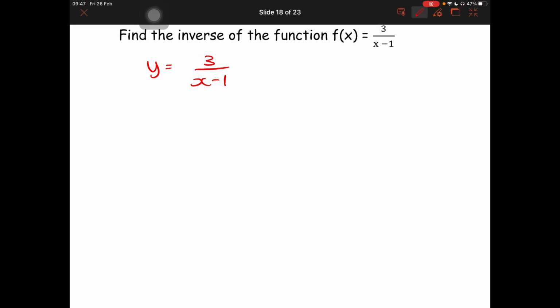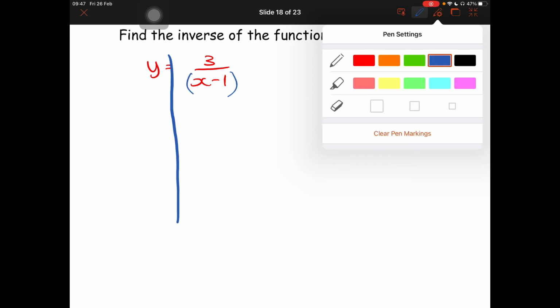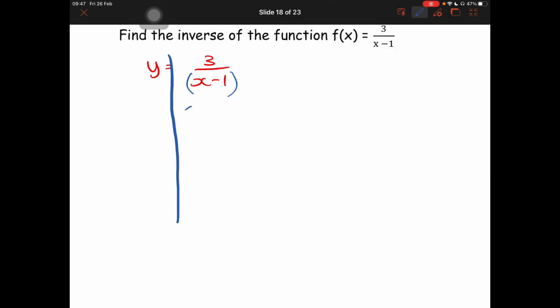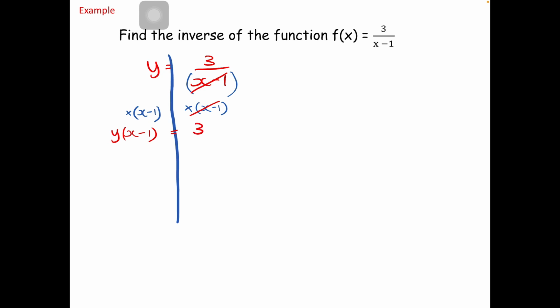Okay, so to rearrange this to make x the subject, first of all, I need to get x to be either a numerator or on its own. I cannot have it as a denominator. Because x is at the moment connected to this minus 1, I'm going to have to times both sides by that whole expression. So I'm going to have to times both sides by x minus 1. Now, what that means is my left-hand side becomes y lots of x minus 1. And that then equals, these two will cancel each other out, so that equals 3.